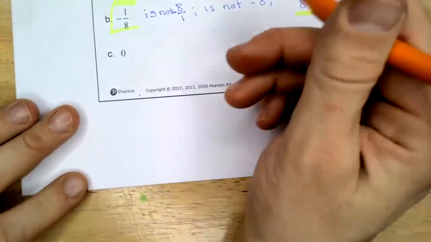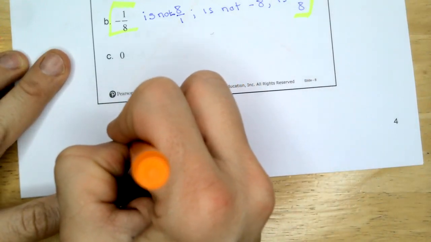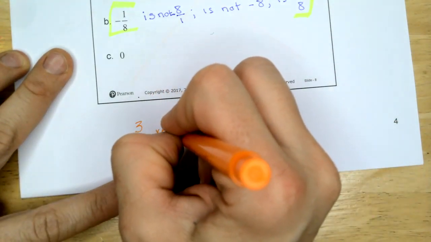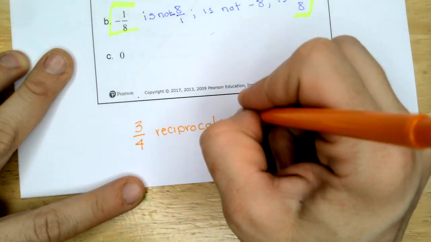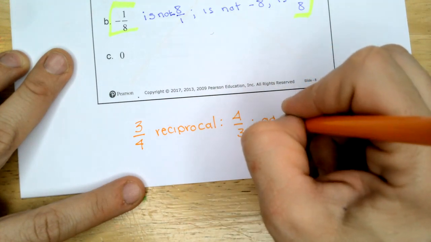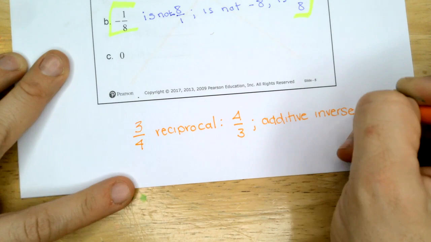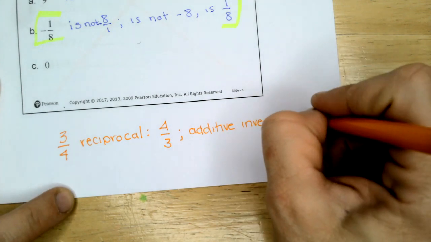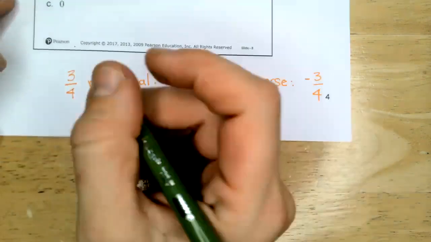So, give me a fraction. 3/4. 3/4 reciprocal is going to be, you flip them, 4/3. Opposite or additive inverse, you just change the sign. -3/4. Okay, one more time.